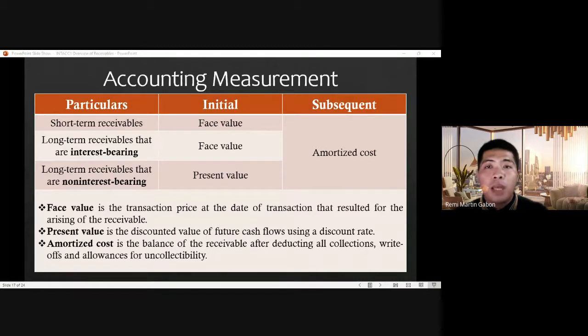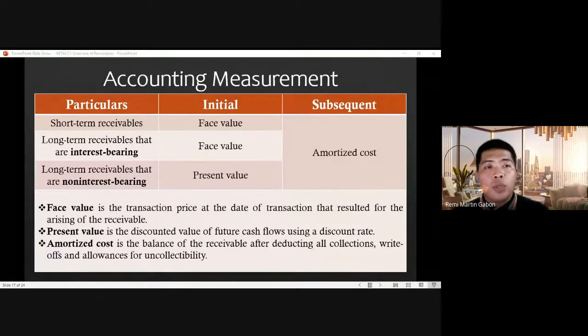Present value is sometimes called discounted value. What you are going to discount there are the future cash flows, your collections. You're going to discount those collections using a discount rate. We're going to incorporate the present value concept when we proceed with notes receivable, because for notes receivable there are two accounting perspectives we're going to consider: interest-bearing and non-interest-bearing.